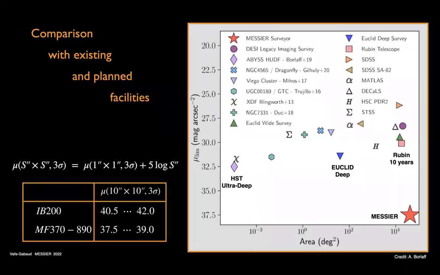And in fact, if we compare with the current and the planned facilities, you see in this plot of the limiting surface brightness. And again, remember, we're not talking about fluxes. Fluxes are independent of the scale at which we're measuring them. Surface brightness depends on the angular scale. Okay, so the standard these days is to try to measure things on scales of 10 arcseconds, 3 sigma.